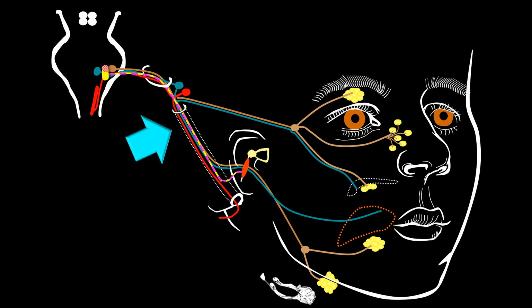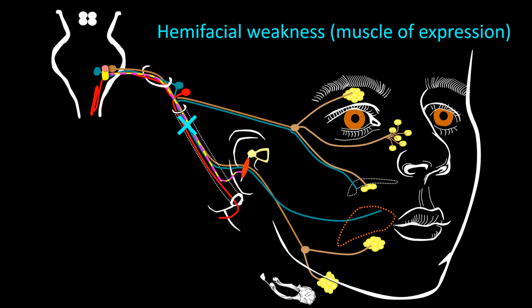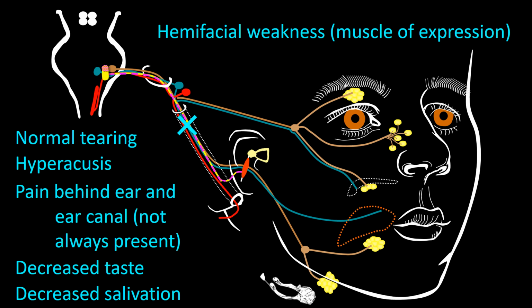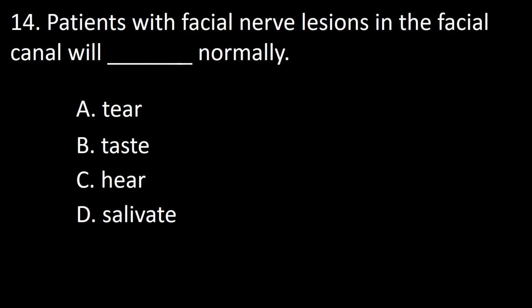In cases of injury within the canal, at the site where I have placed the cross, we will find hemifacial weakness involving the muscles of expression, that is all the muscles of expression. Normal tearing, since the preganglionic parasympathetic fibers have already left the main trunk of the facial nerve. Hyperacusis, pain behind the ear and ear canal that is present sometimes. Decreased taste and decreased salivation on the affected side. So the answer to this question is A.